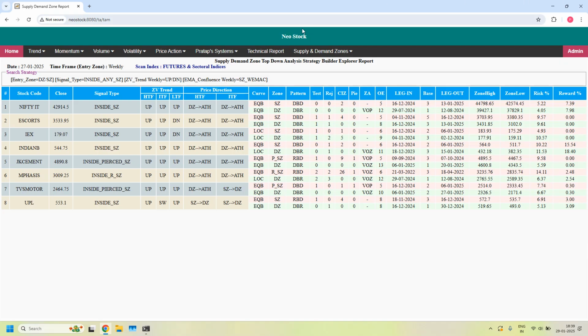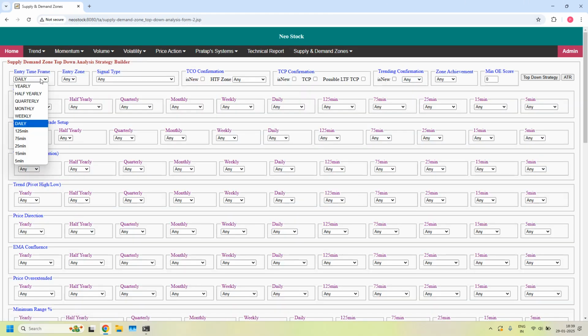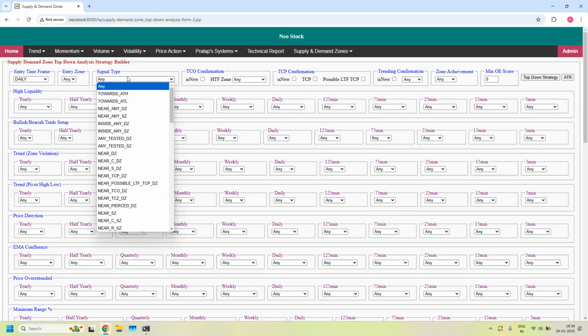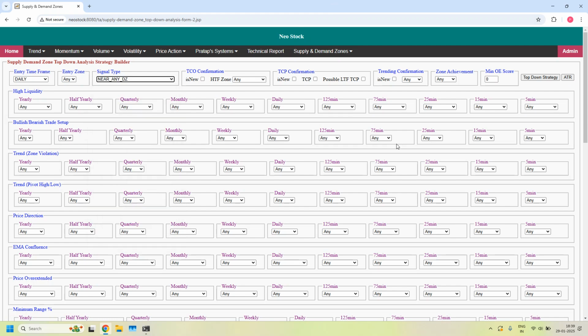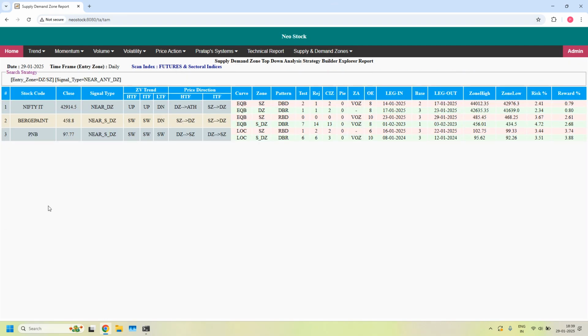Okay, next time frame is daily. Entry time frame daily, let us find the stocks near daily demand zone. We got 3 stocks. High liquidity zones: Berger Paints is having a high liquidity zone, and Punjab National Bank is having a high liquidity daily demand zone. So we identified 2 high liquidity demand zones from this list.